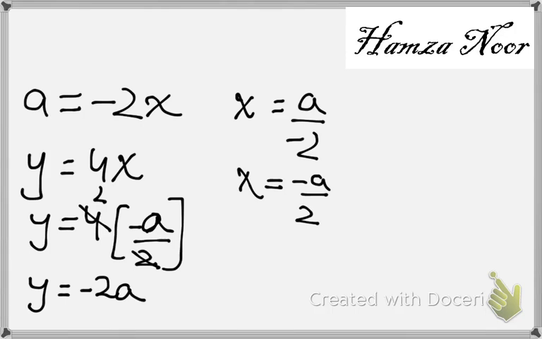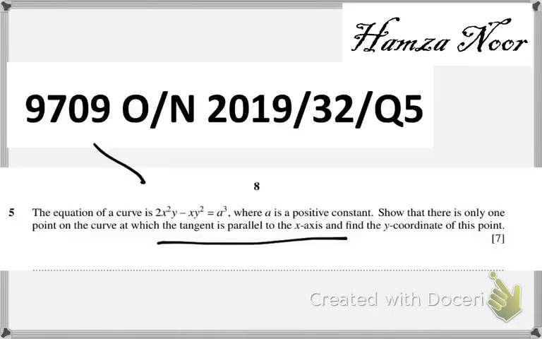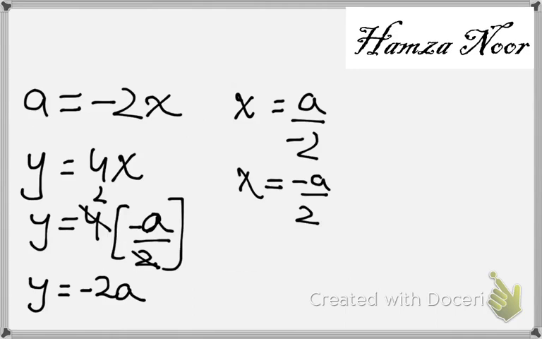So basically, let me read out the question again for you. Show that there is only one point on the curve at which the tangent is parallel to the x-axis, and find the y coordinate of this point. You have found it, which is equal to −2a. This is your final answer.